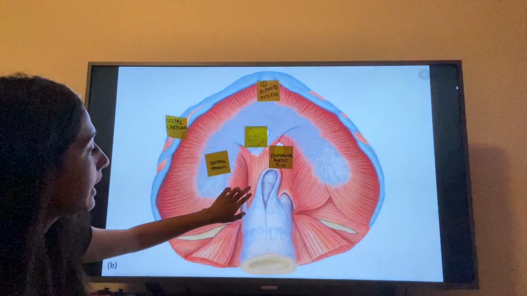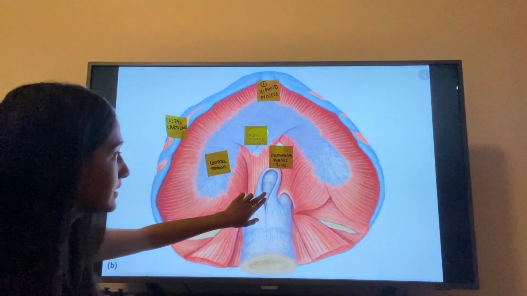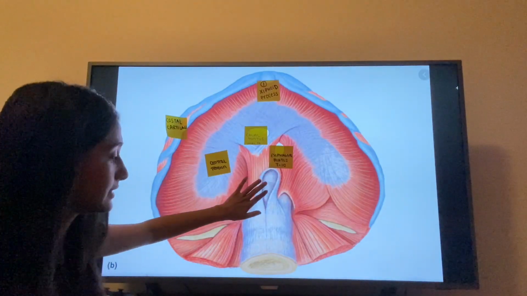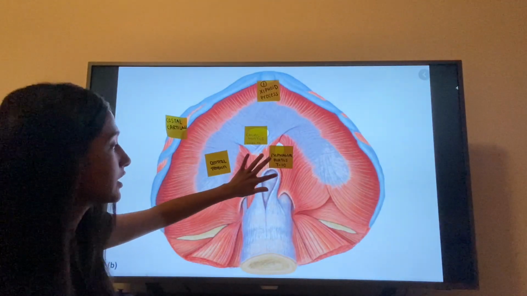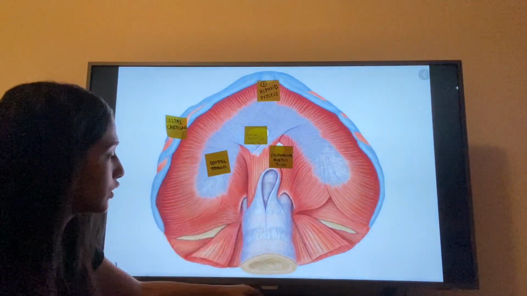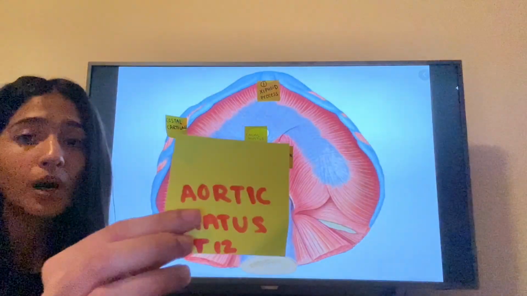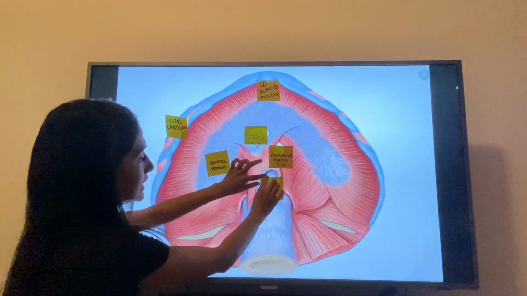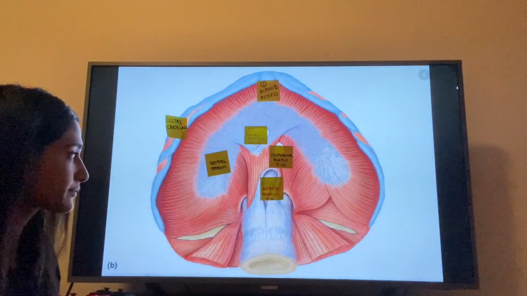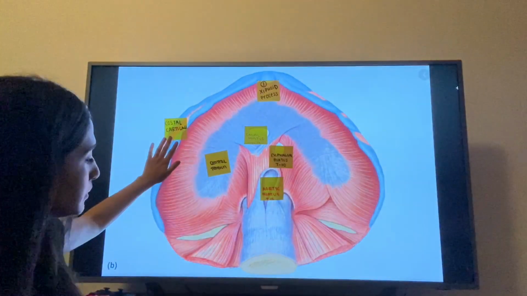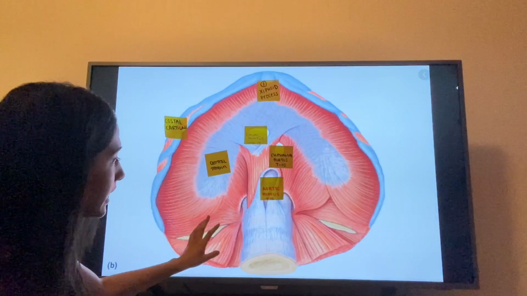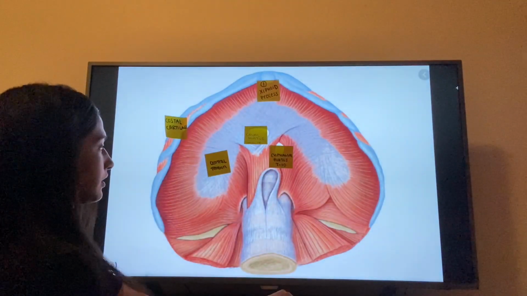And the third opening is known as the aortic hiatus. The aortic hiatus is at the level of the T12 vertebra, and the main structure that passes through it is the aorta. So here are some labels till now, but there are a few more labels we need to add to this picture. So let's remove this for a bit so you can see the structure.